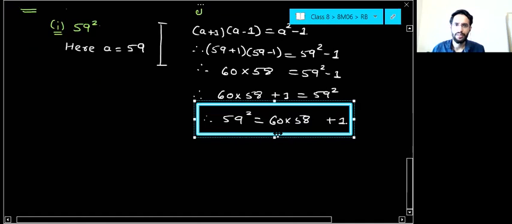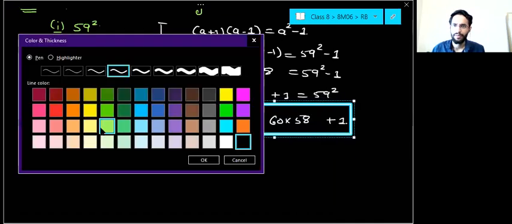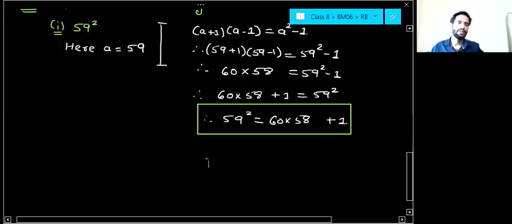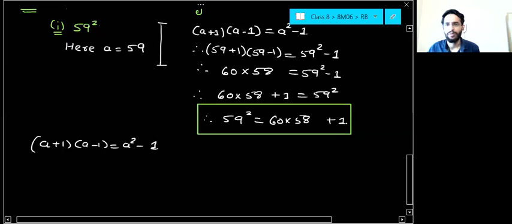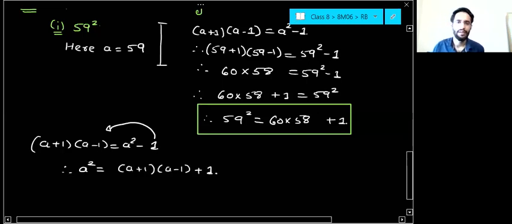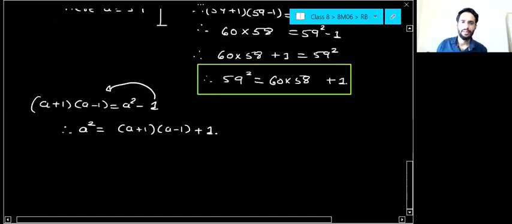What you can do here is, let me give you one more piece of advice. So 60 × 58. See here. You can directly convert a plus 1, a minus 1 is equal to a square minus 1. So if -1 will come to this side, it will become +1. So a square is equal to a plus 1, a minus 1 plus 1. Is it clear? Please give me some response. Is it clear or not? A square is equal to a plus 1, a minus 1 plus 1.